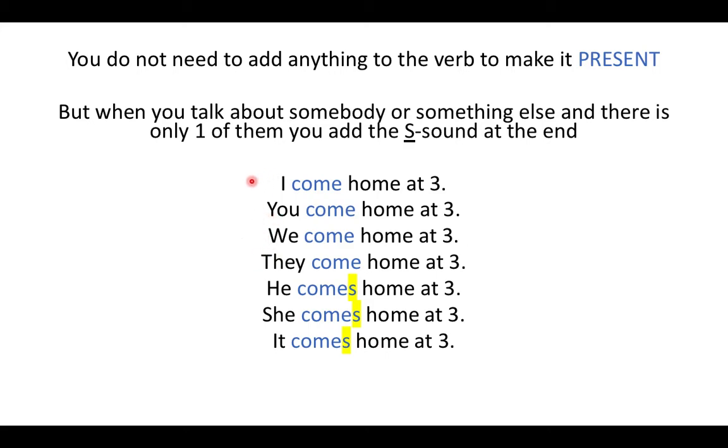You and I are talking about one person. He, she, or it, they're all talking about one person or another thing, but they're talking about somebody else that isn't you. So here, let me write it out for you.